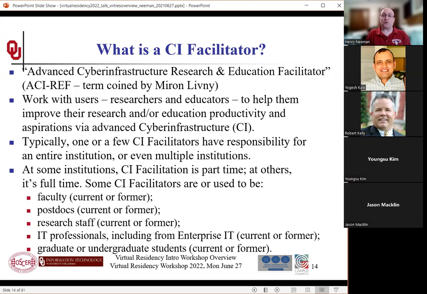It's normal for one or a few people to have responsibility for hundreds and hundreds of users. So at my institution, it's 1.7 FTE for the benefit of about 800 people, not including students in courses, so round up and call it 1,000. At some institutions, it's a part-time gig. Maybe it's also the person who is the sysadmin of the local cluster. At others, it's a full-time thing, and maybe there's a whole team.